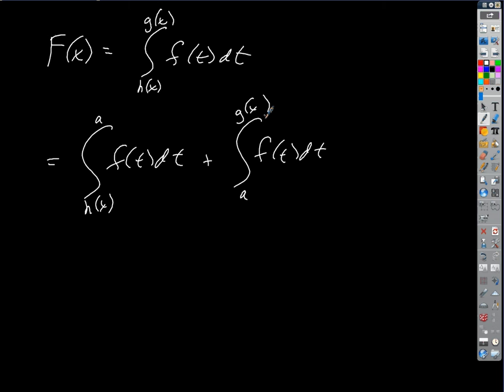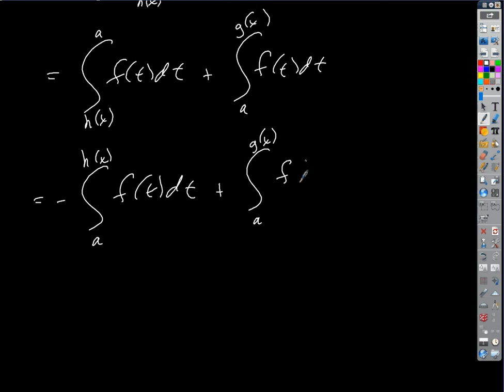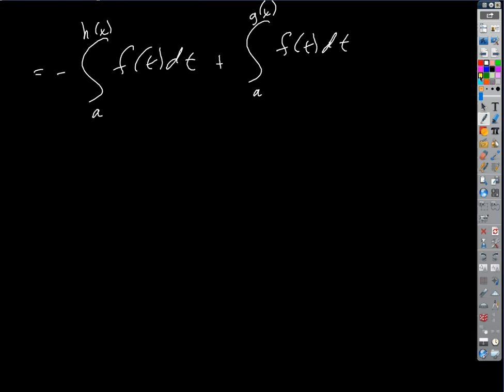Because the lower limit was the limit that was constant. Make it negative. Make it negative, yeah, right? All I have to do is flip this one around. I could write this as negative the integral of f of t dt from a to h of x, plus the integral from a to g of x of f of t dt. And maybe I flip those around so the positive one is first, right? That's pretty trivial. It's not essential, but it'll make things a little bit easier.